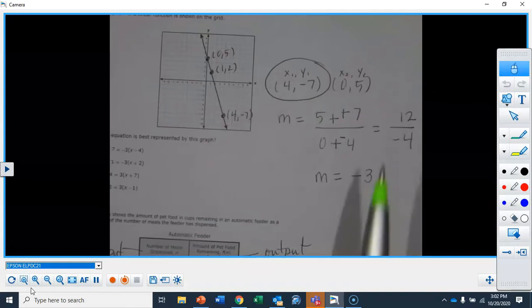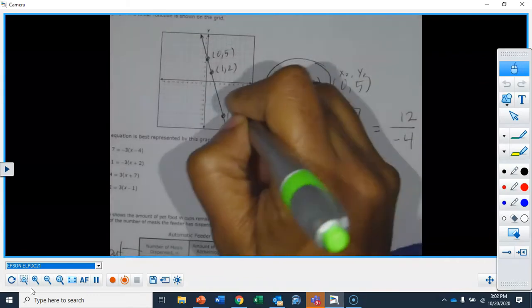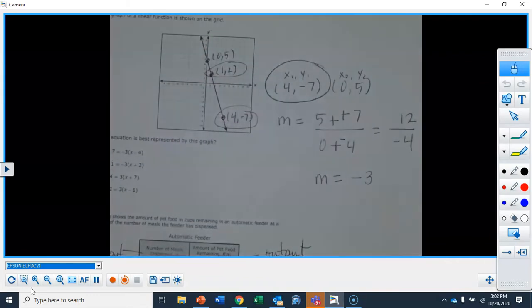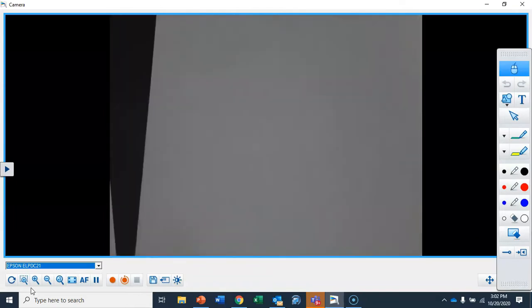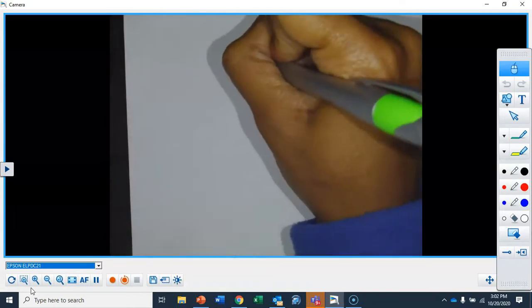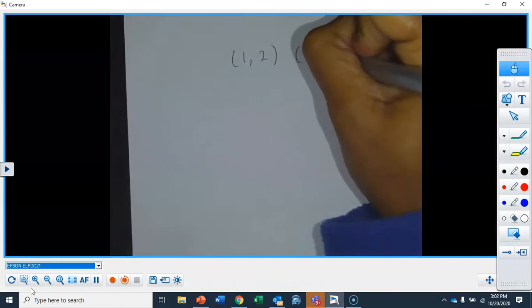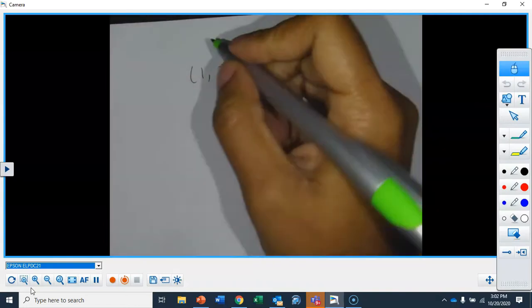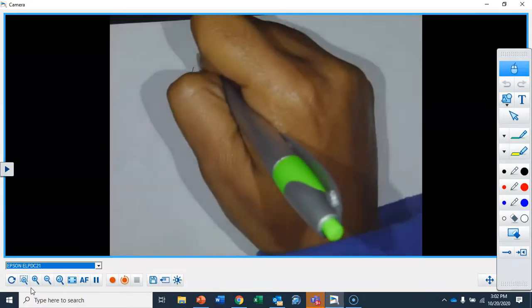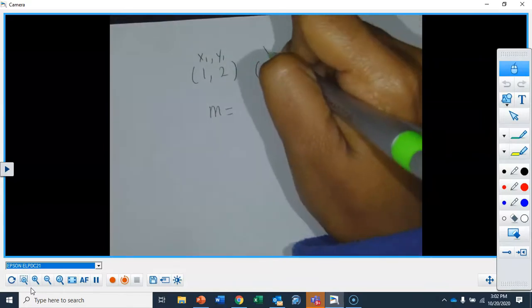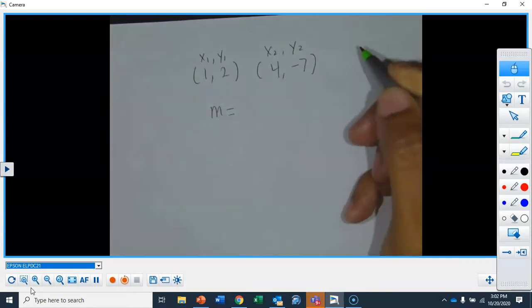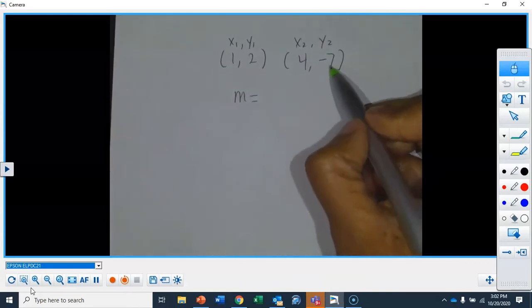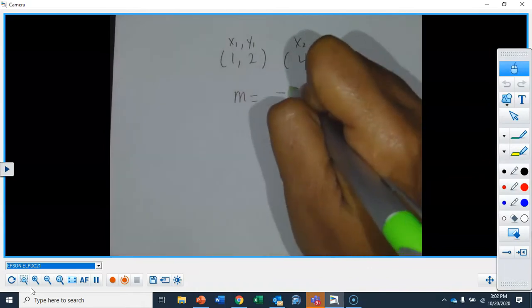It doesn't matter which two you use. What I'm going to do, just for the sake of working it out, is I'm going to choose this one and this one. And then rework it again. So again, what if I have 1, 2, 4, -7? Let's see if it works out the same. So for my slope, I have x1, y1, x2, y2. Okay? So I'm going to do -7 minus 2.